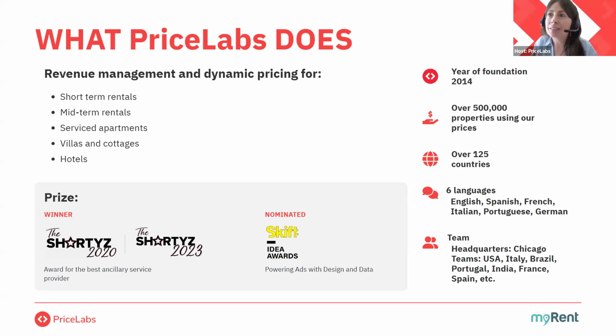Our target are the short-term rentals, so everything that you can find on Airbnb, from apartments to villas to cottages, big property managers, small property managers. But our product can fit also for mid-term rentals and hotels. PriceLabs was founded in 2014, so now it's more than 10 years that we are in this industry. We are pricing more than 500,000 properties all around the world. So it's a really international product. We are present in more than 125 countries, so also in Croatia. Also, our team is international, so we are based in Italy, Spain, India, US, so all over the world.